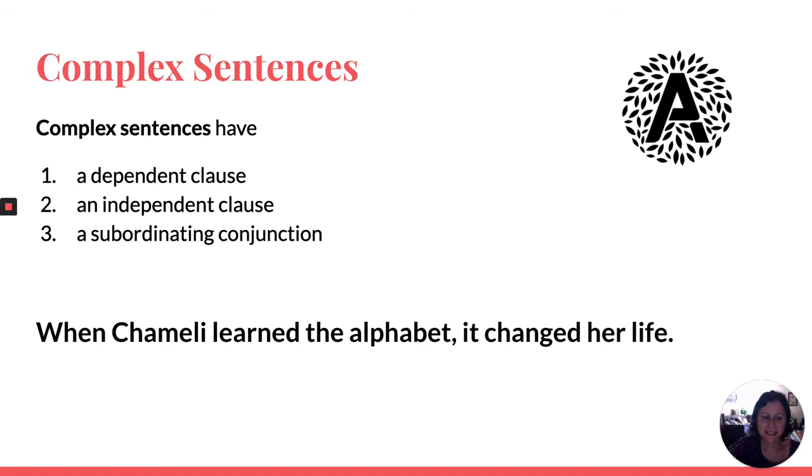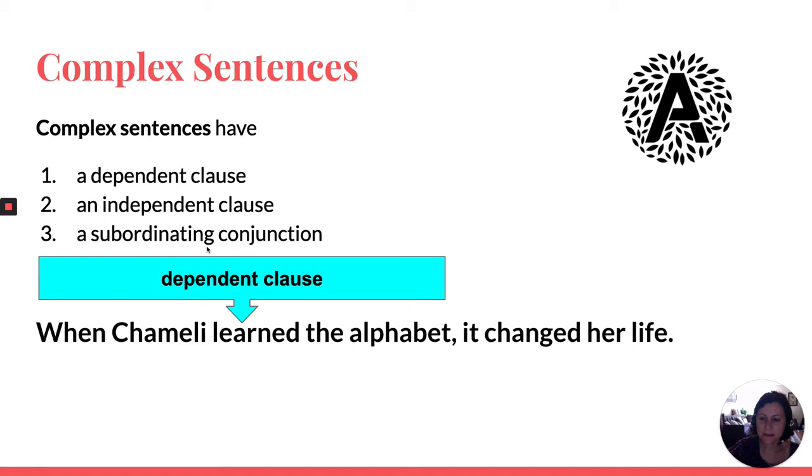Complex sentences are different from compound sentences because they have a dependent clause and an independent clause. Remember, compound sentences had 2 independent clauses, but with complex sentences, there's only 1 independent clause. And I'm going to talk more about what this dependent clause is. In addition, complex sentences have a subordinating conjunction. This is different from a coordinating conjunction.